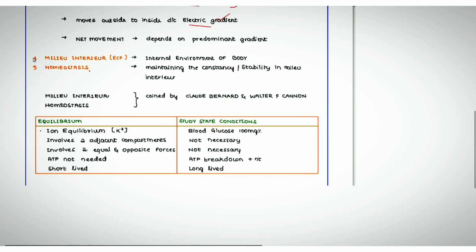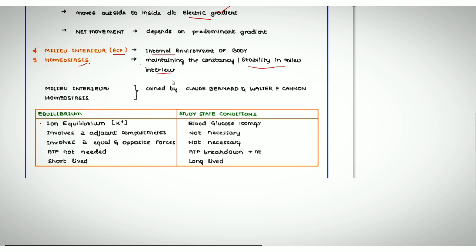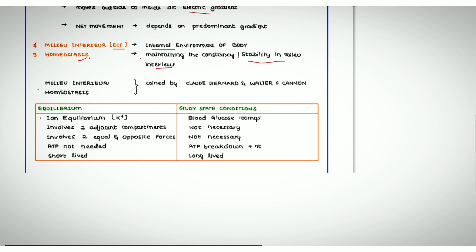The fourth topic we are going to discuss is milieu interieur, that is ECF. This is the internal environment of the body. It is required for maintaining homeostasis. What is homeostasis? Homeostasis is nothing but the maintenance of body constancy. It may be temperature, any physical process, and stability in the milieu interieur. Both terms were coined by Claude Bernard and Walter Cannon. This is also one of the most important things you will get in MCQs. These are single word definitions or single word answers which you can easily remember for MCQs.